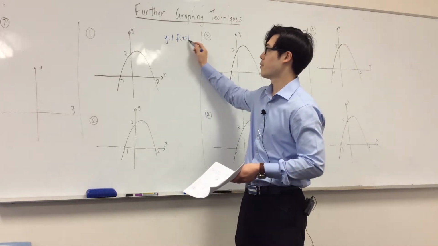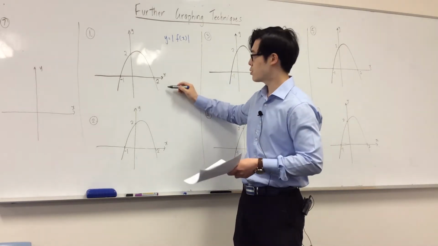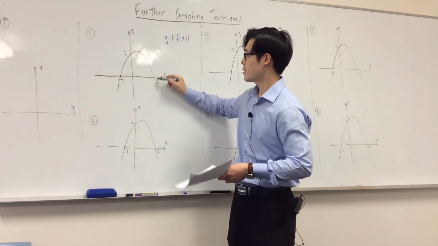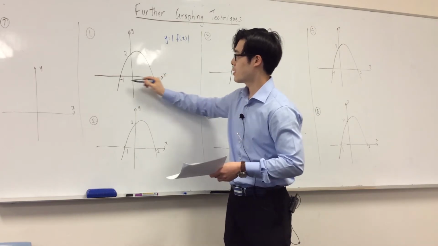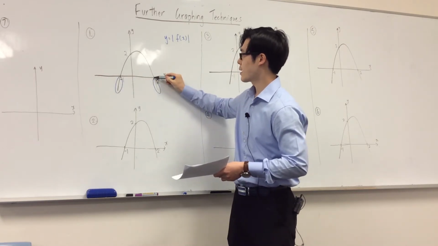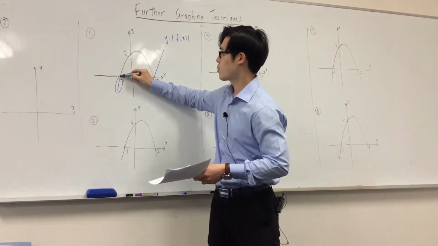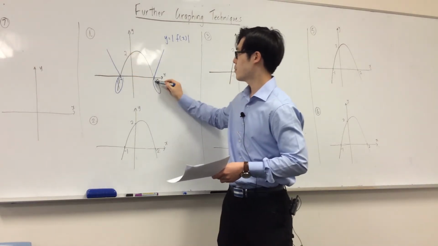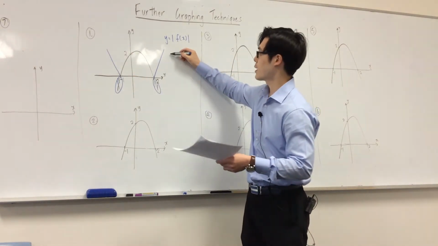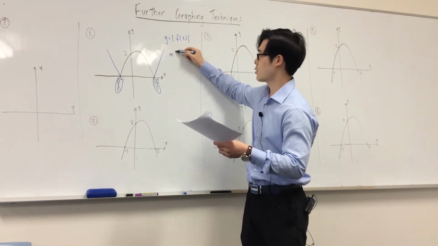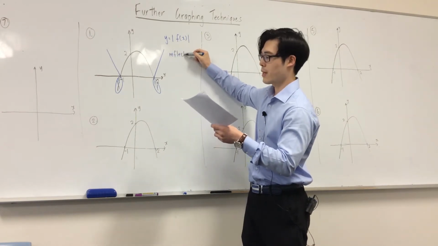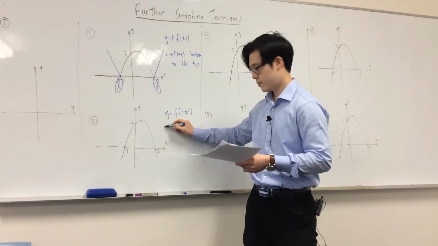If it's absolute of everything, do you guys remember what to do? Absolute of everything means everything at the bottom, under the x-axis, becomes reflected to the top. You're just reflecting anything that's at the bottom to the top. Okay, so I'm just going to write it as a quick note because you might need it as we move on. So reflect. Do you girls remember what to do?